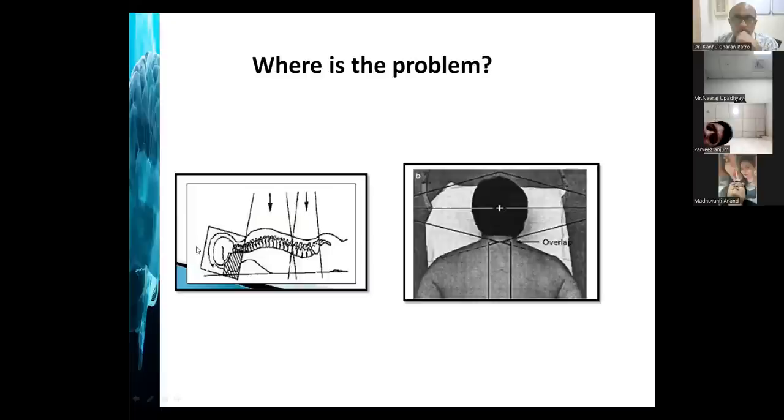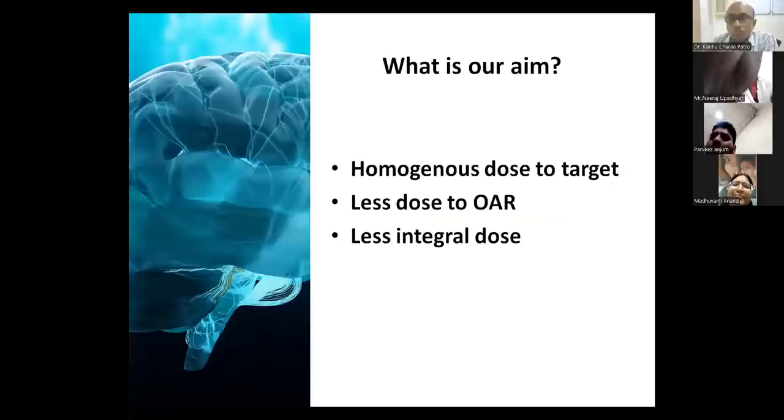So where is the problem? Mostly a lateral cranial field and a spinal field with the anterior beam. So there is always a confusion about the beam matching or overdosing in this area. If you overlap, there is a high dose, and high dose in the spinal cord. If you give an extra gap, you will find an underdose to that area. So what is our aim? We should go for a homogeneous dose to the target and less dose to the OARs, and better to go for the less integral dose. Mostly you will go for the VMAT, and if you go for the tomotherapy, you will get the most integral dose.